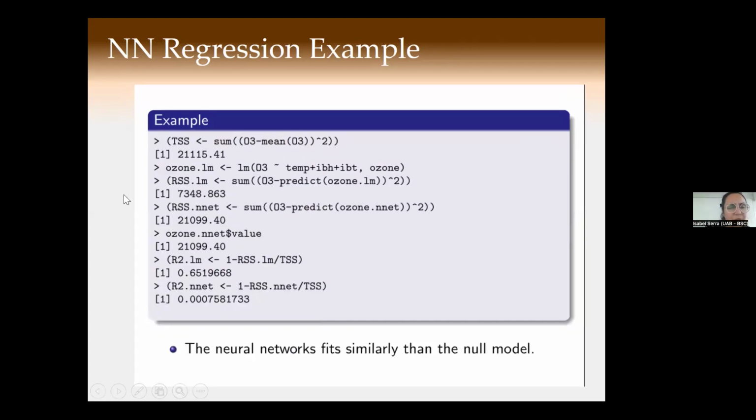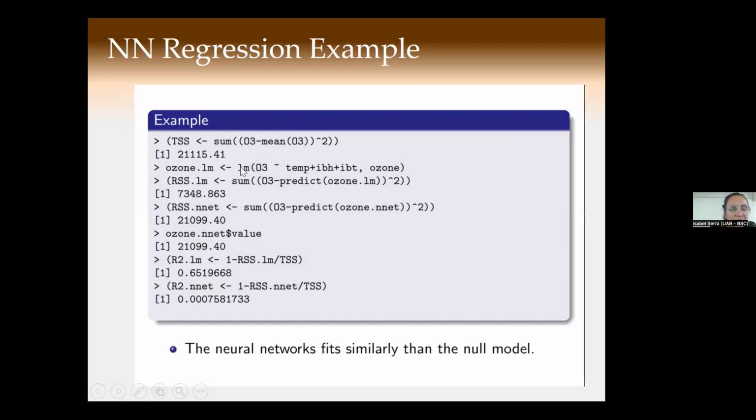The result of the model: you can see the total sum square that I show is the sum, remember, of the response minus the mean of the response squared, no? The total sum square. In the case of ozone, the total sum square is this number, 21,000. You have to keep in mind that this is the number in the worst case.